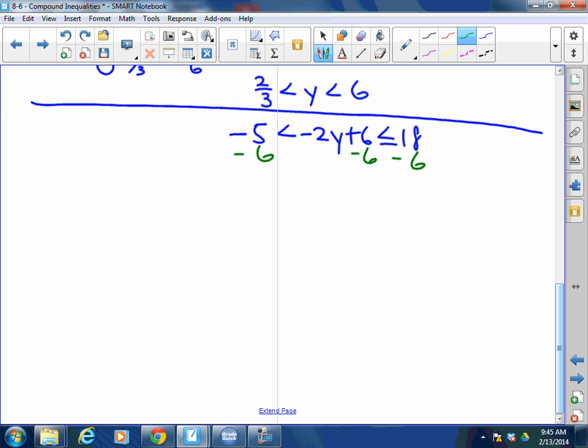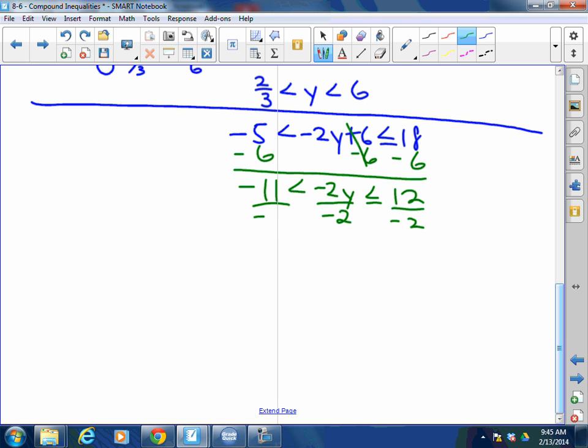Subtract 6 to everything. -11. I got my -2y. I got my 12. Now, what my boy asks is, what happens when there's a negative? What happened before when there was a negative? You flip the sign. So yes, it is still valid. So this is not going to be y. This flips to whatever, 5.5. This flips to greater than or equal to -6.